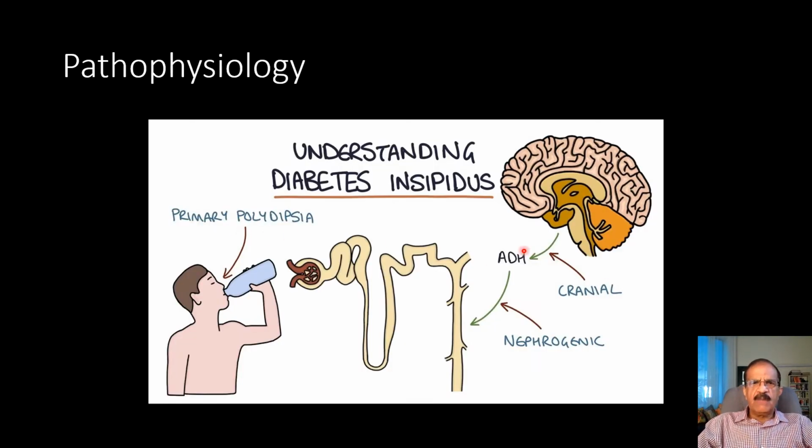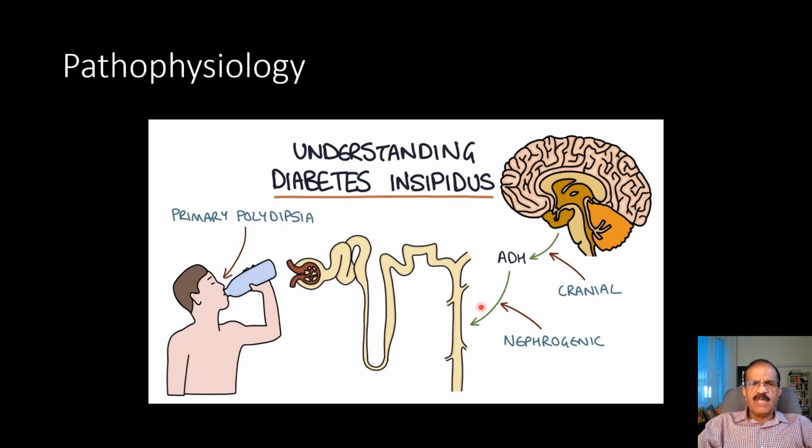Now, this is the picture which will explain how this thing happens. Antidiuretic hormone is produced by the posterior pituitary. It is actually synthesized by the hypothalamus, brought down to the posterior pituitary where it is stored and released as and when needed in just the right quantity. What is the role of antidiuretic hormone? It actually works on the distal tubule and it allows water to be reabsorbed.